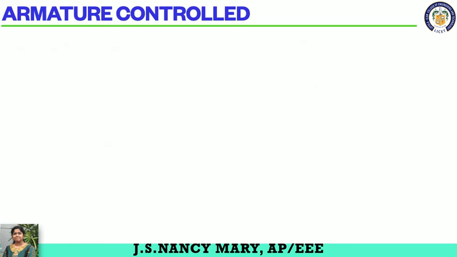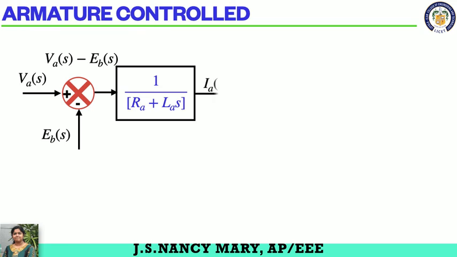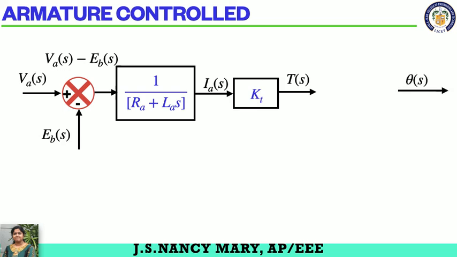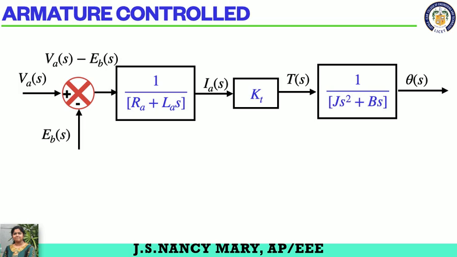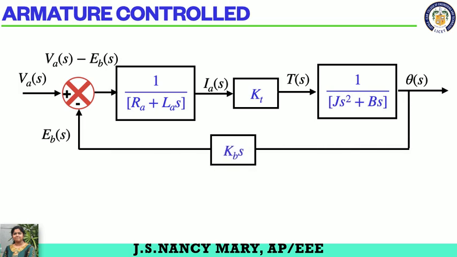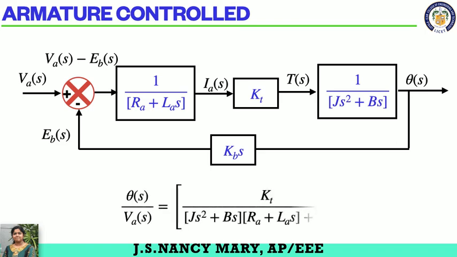Now combining all the blocks, after EB of S, I'll be getting my IA of S. So after IA of S, I need to get my torque. So I'm writing the torque and drawing the block. After torque, the output, that is nothing but my theta. So this is my block. From the theta, it is measured, which is nothing but EB, so KB of S. So this is my block diagram and the transfer function for an armature control DC motor.